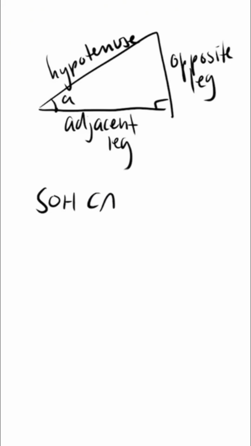Anyway, side note, a really easy way to remember sine, cosine, and tangent is through the abbreviation SOHCAHTOA, where SOH is for sine, CAH is for cosine, and TOA is for tangent.